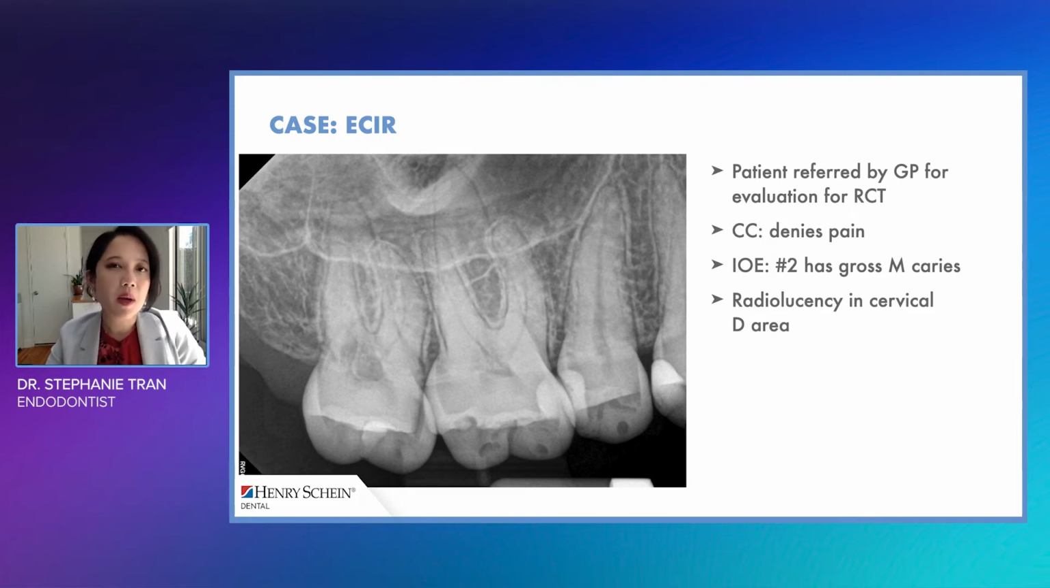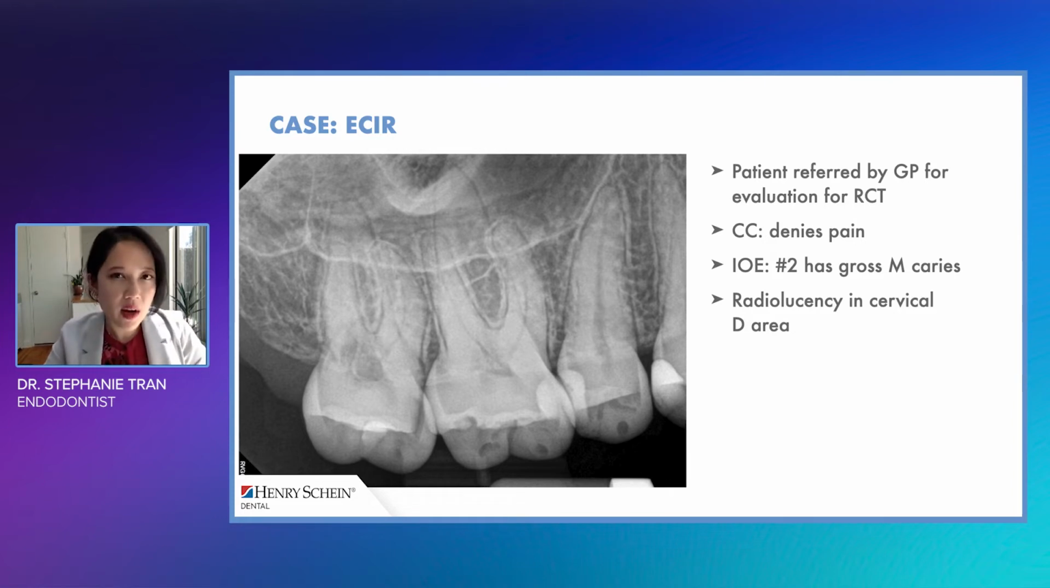Specifically, this patient had been referred by their restorative dentist for evaluation for possible root canal treatment. The reason for it was a very large carious lesion on the mesial portion of the upper second molar. However, this patient had reported they didn't have any pain, any symptoms, or any swelling either. We noted from the clinical findings that this tooth had a large mesial caries that was very close to the pulp, and there was some odd radiolucency in the cervical area on the distal portion of the tooth.